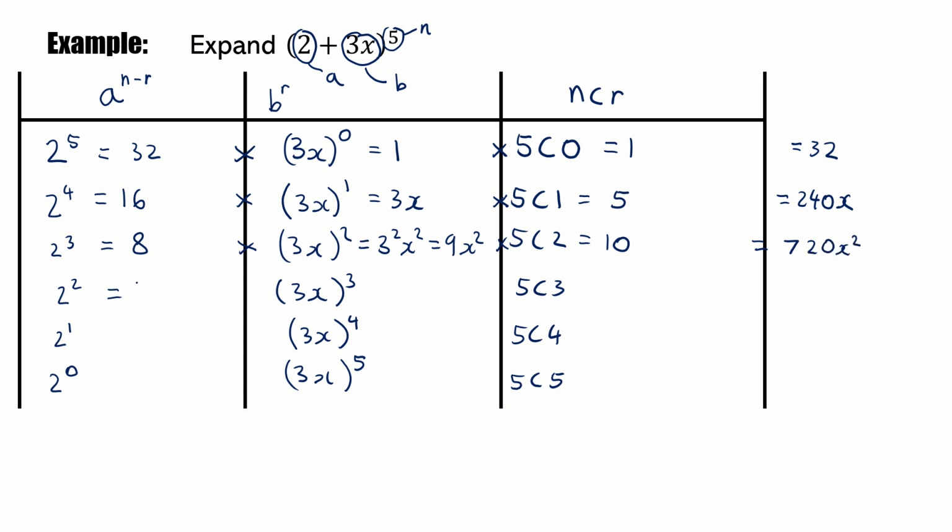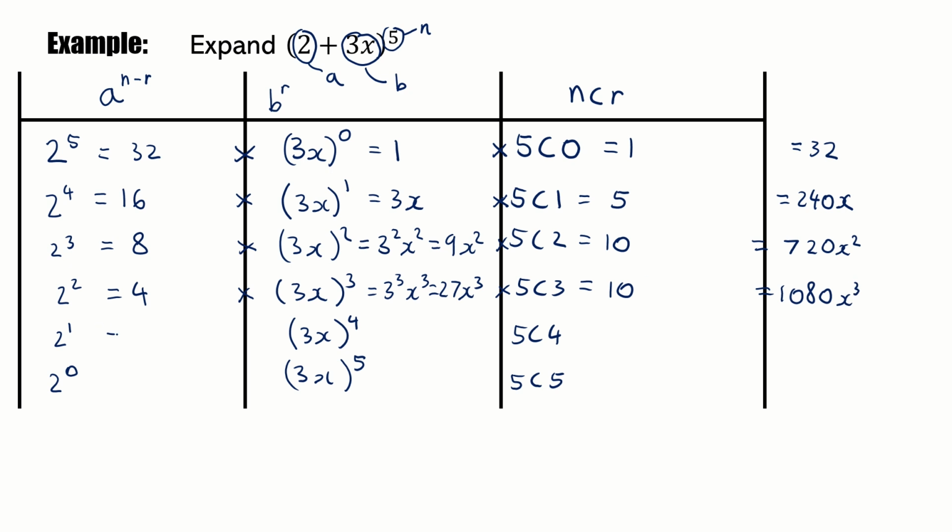And then we're going to do 2 squared, which is 4, times 3x all cubed, which means we've got to cube the 3 and cube the x, which is 27x cubed. And then multiplying that by 5c3, which is 10. So therefore, if we multiply that stuff together, you'll get 1080x cubed.